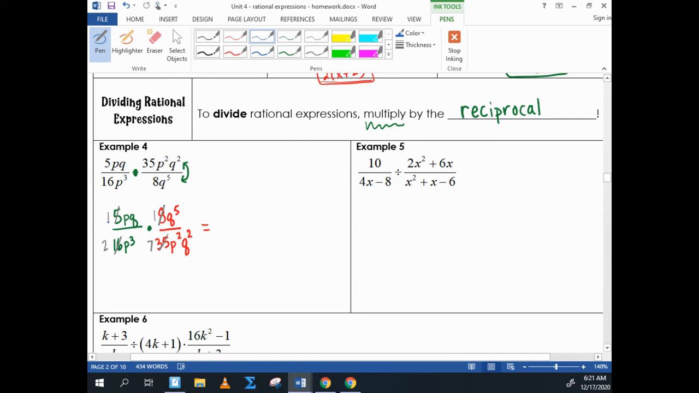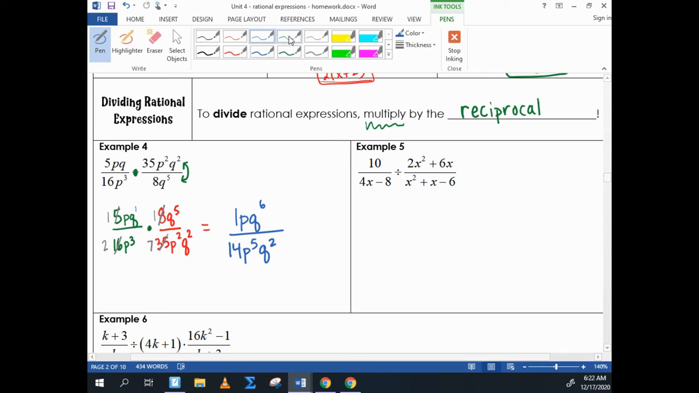Okay, so now when I go through, I multiply my numbers. 1 times 1 is 1. Now remember, we're adding powers with our p's, but that's our only p, so we just have the 1p. Q times q to the 5th. This is q to the 1st power. So when I add my powers, I have q to the 6th power. That is divided by 2 times 7, which is 14. P to the 3rd times p squared is p to the 5th, and then q to the 2nd power.